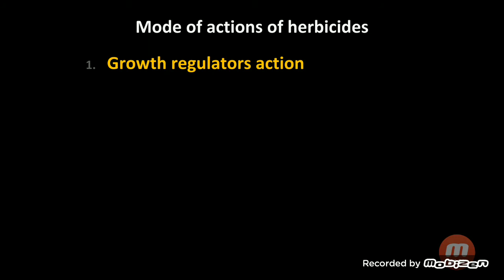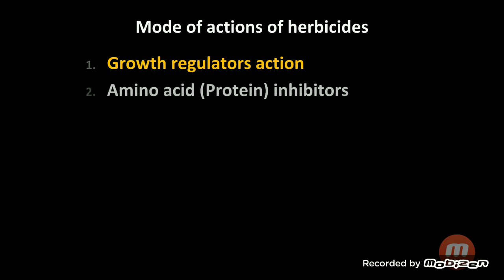According to different books there will be one or two extra and changes, but these are the basic ones. Number one is growth regulator mode of action. We will see them one by one. Later on we will describe them. Amino acid inhibitors. Amino acid inhibition action is also known as protein inhibitors. Cell division inhibitors, the herbicides which stop the cell division.